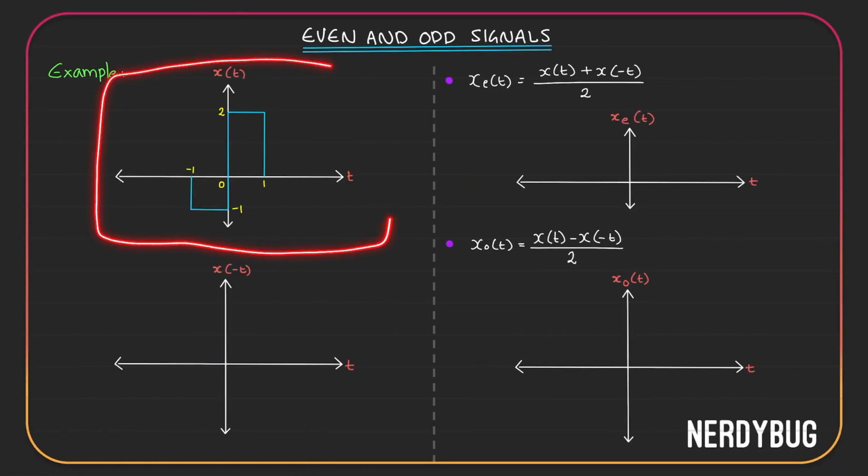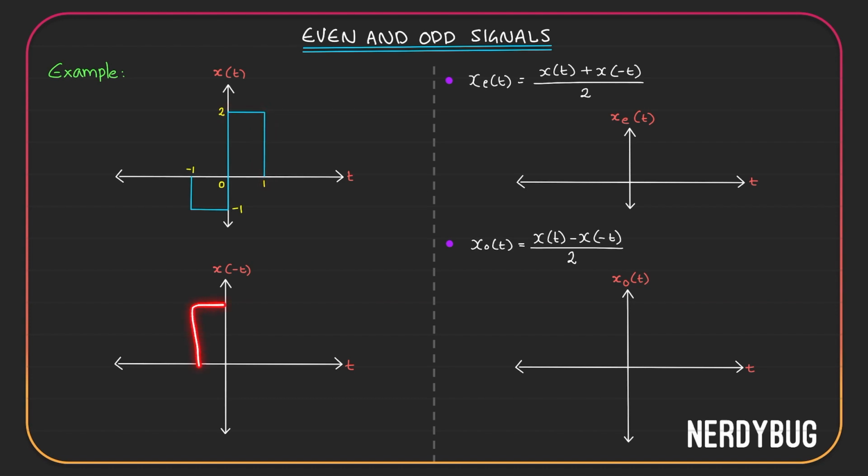I have an x of t here. This is a continuous time signal. And from the proof, we know xe of t is x of t plus x of minus t by 2, and xo of t is x of t minus x of minus t by 2, which technically means we also need to draw x of minus t. And what is x of minus t? In x of minus t, whatever happened on the right hand side of the vertical axis in x of t will happen on the left hand side. Whatever happened in the left hand side in x of t will happen in the right hand side. So x of minus t will look something like this. This will be 0, this is 1, value is minus 1, this is minus 1, and this is 2.